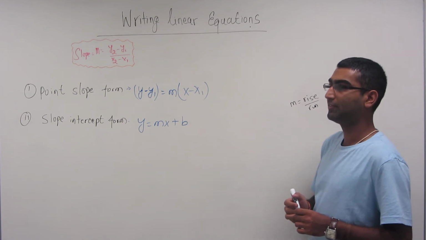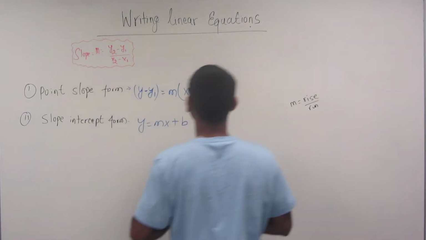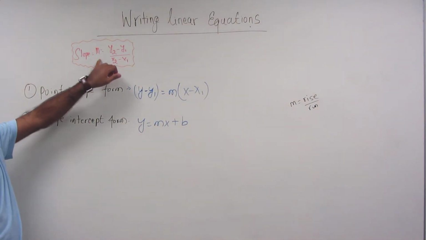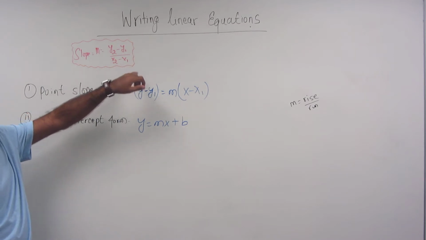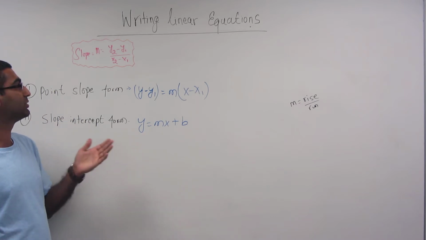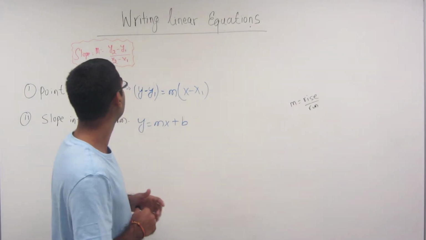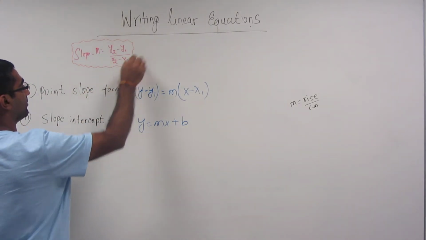Now in this video, we are going to bring in another formula to write slope, which is slope m equals y2 minus y1 over x2 minus x1. I'm going to go into more details about what x2, y2, x1, and y1 are later on. But for now, just remember, slope can also be written in this form.